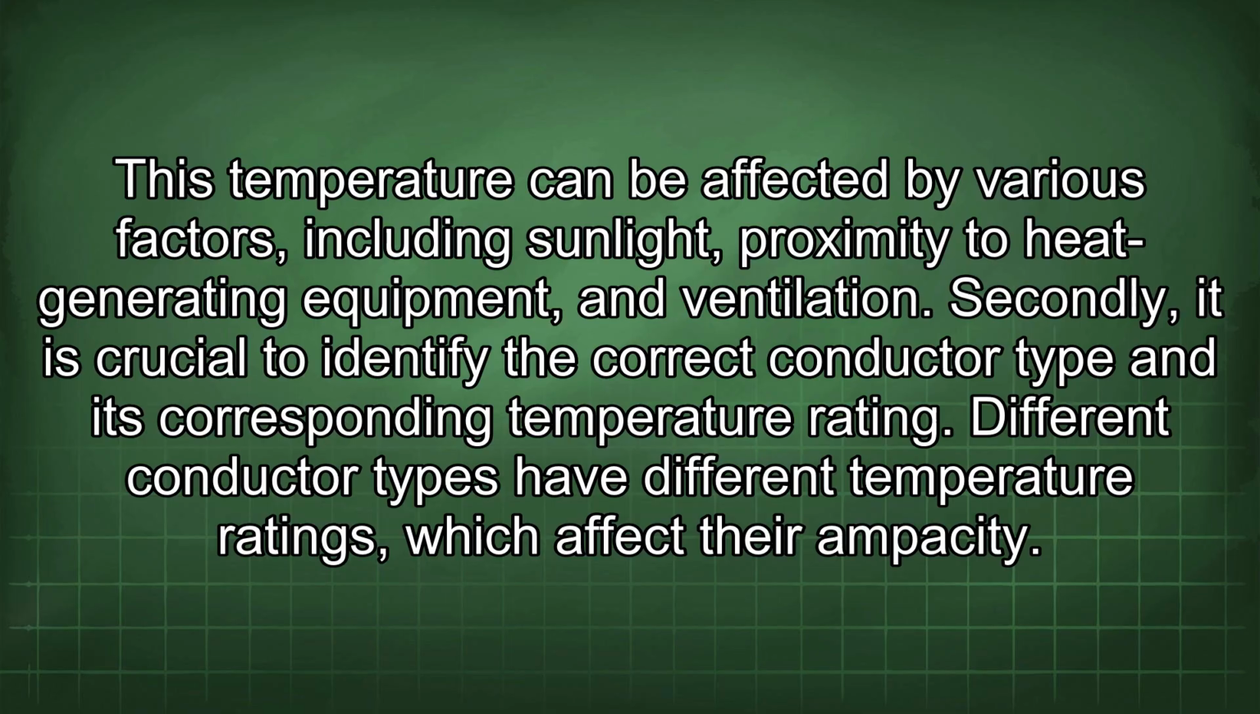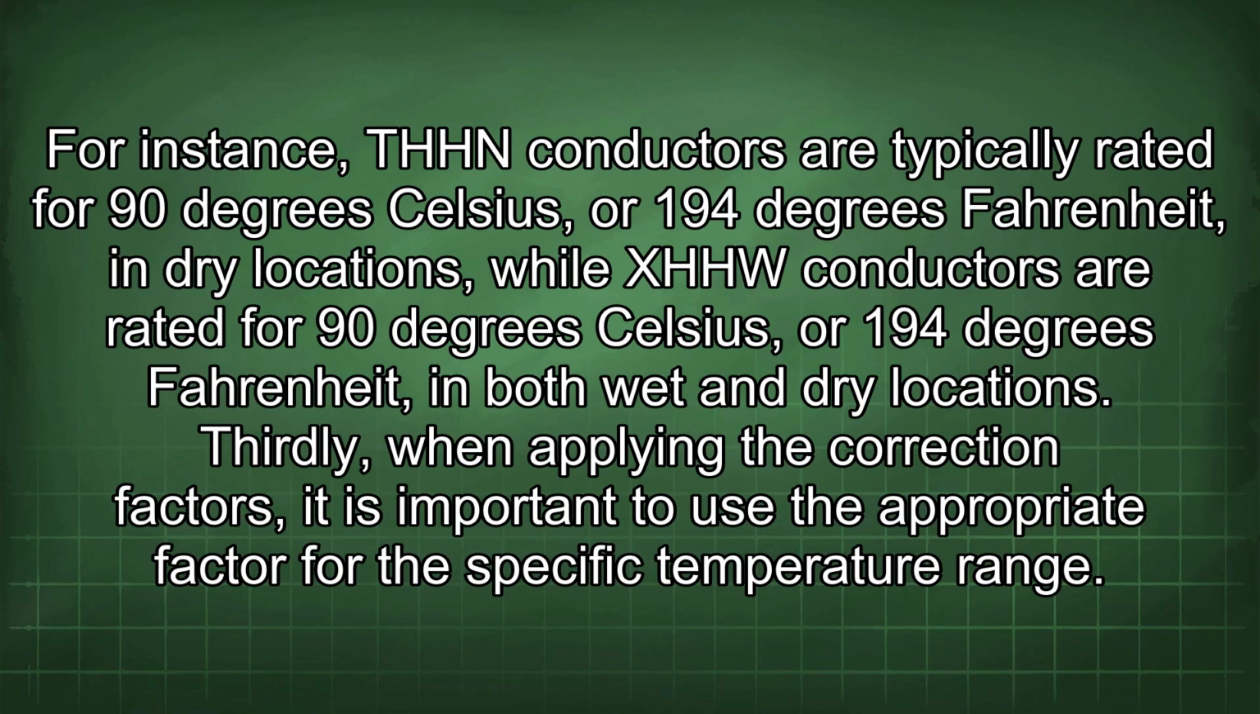Secondly, it is crucial to identify the correct conductor type and its corresponding temperature rating. Different conductor types have different temperature ratings, which affect their ampacity. For instance, THHN conductors are typically rated for 90 degrees Celsius or 194 degrees Fahrenheit in dry locations, while XHHW conductors are rated for 90 degrees Celsius or 194 degrees Fahrenheit in both wet and dry locations.